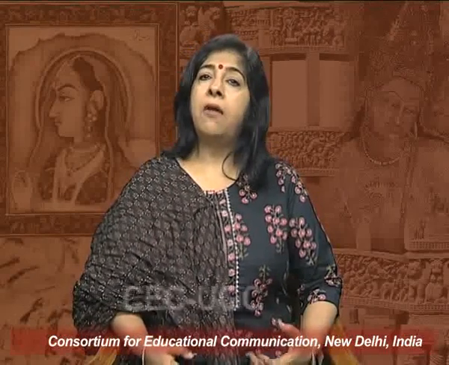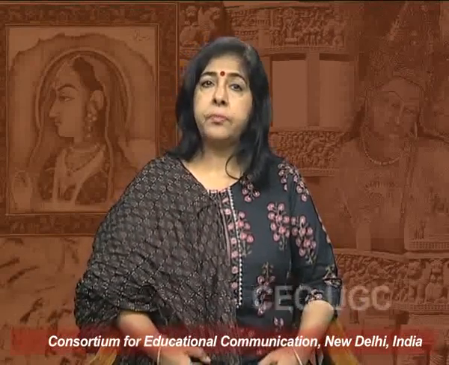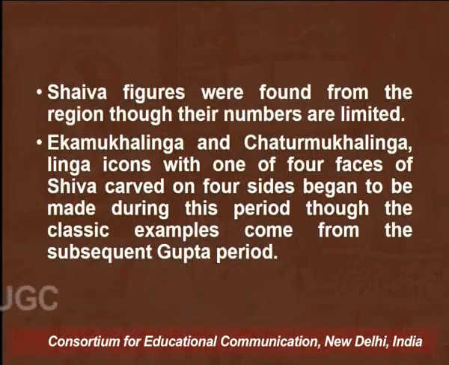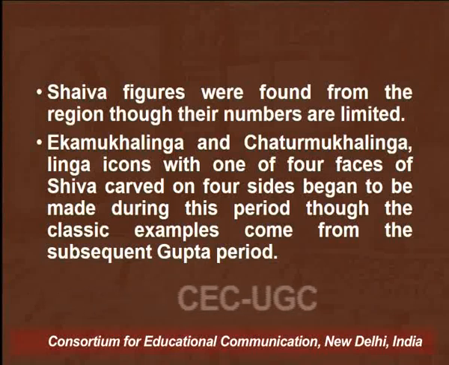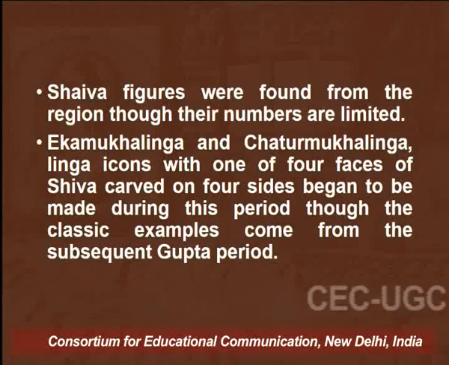So Shaiva figures were found from the region, though their numbers are very limited. Ekamukhalinga and Chaturmukhalinga icons with one or four faces of Shiva carved on four sides began to be made during this period, though the classic examples would come much later from Gupta period.